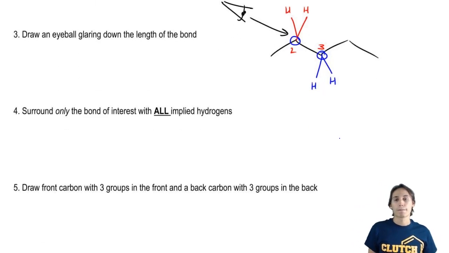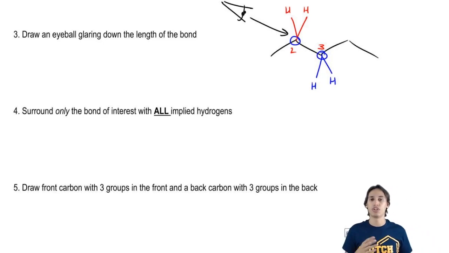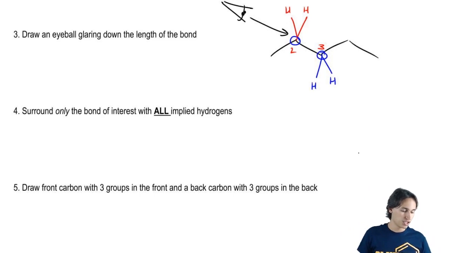Now what we're going to do is draw a front carbon with 3 groups in the front and then a back carbon with 3 groups in the back, like I was doing when I told you guys about the way the Newman projection works. So I'm going to say that, for example, the front one is my red carbon and the back one is my blue carbon. Okay? So my red carbon I would just draw with a little dot.